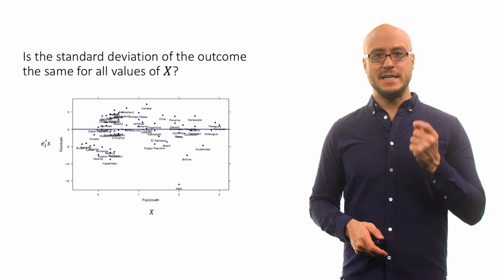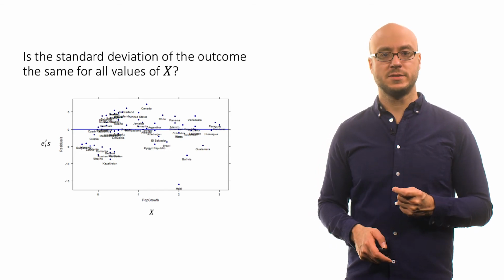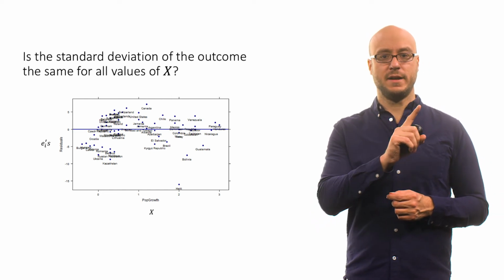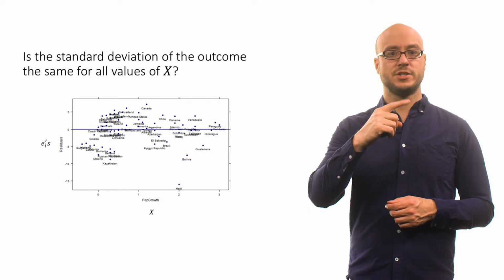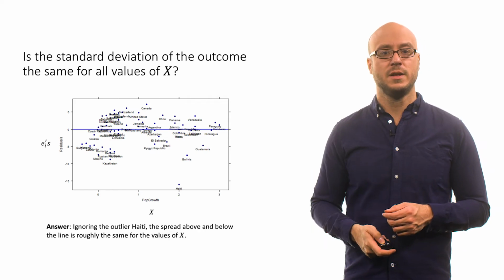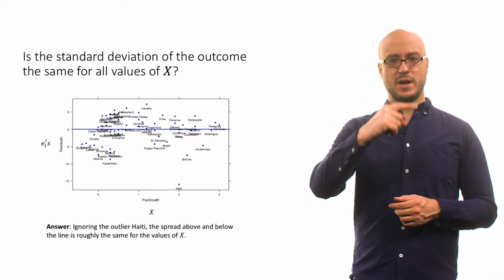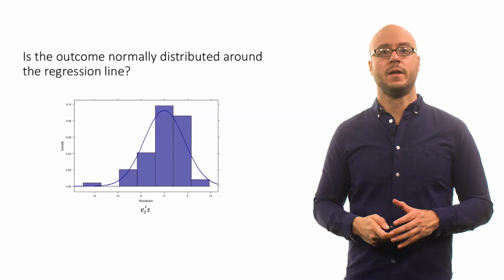We might say, well, is the standard deviation of the outcome the same for all values of x? So you can see here, we go across our x variable, and then we're just looking at the standard deviation of the outcome variable, and we see, ignoring that outlier of Haiti, the spread above and below the mean for different values of x is roughly the same, roughly.